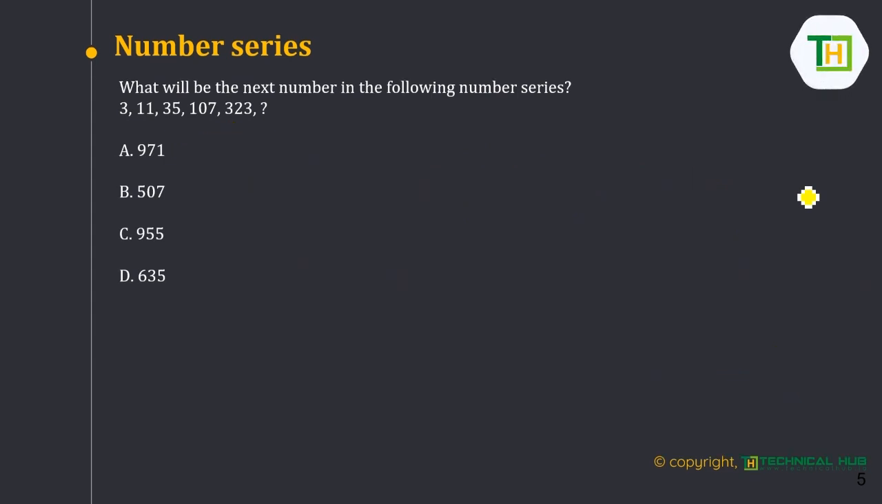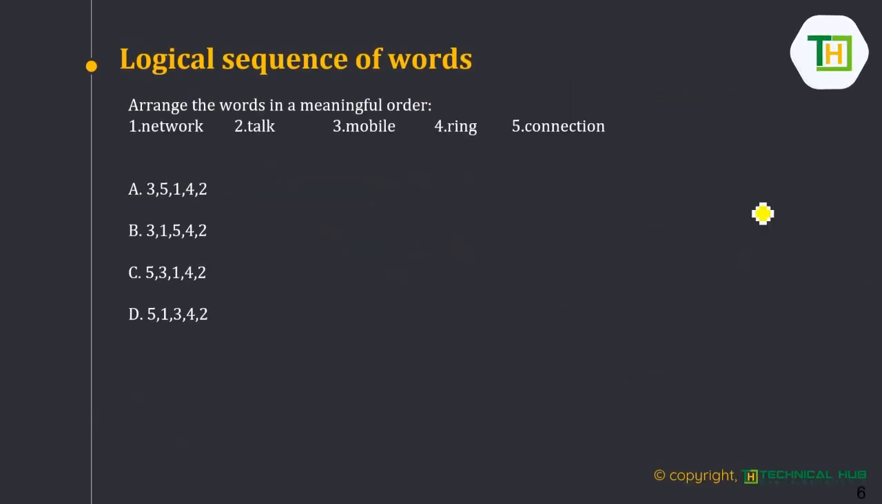Next one is arranging the words in a meaningful order, meaning a logical sequence of words. Related to LS4. What is given? Network, talk, mobile, ring and connection. First one, we have to take mobile. After that, connecting a network. So connection means Airtel, Jio, Vodafone, Reliance. So after that, taken as connection, connecting a network.